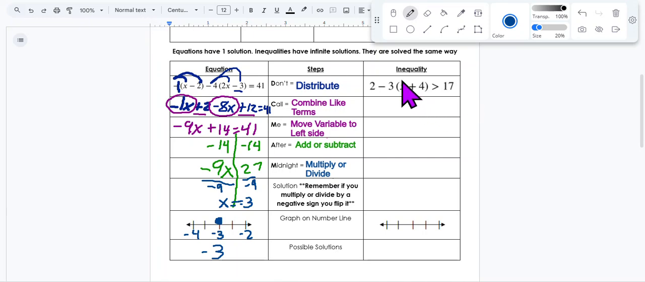All right, let's do this one on the left here. First step, distribute. So I see I have a 3 touching this parentheses, but I see there's a minus sign in front. So remember, that minus sign stays with that negative 3. So I'm going to multiply this negative 3 to both things inside the parentheses.